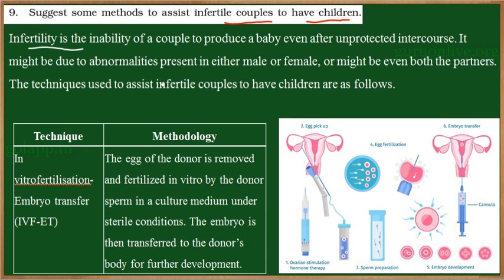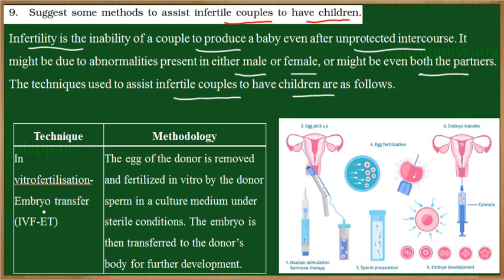Now, the word infertility, or infertile couple: infertility is the inability of a couple to produce their young ones even after unprotected intercourse. Now this might be due to abnormalities present in either of the parents, the male or the female, or might be even in both the parents. So there are some assisted reproductive techniques which help infertile couples to have children.